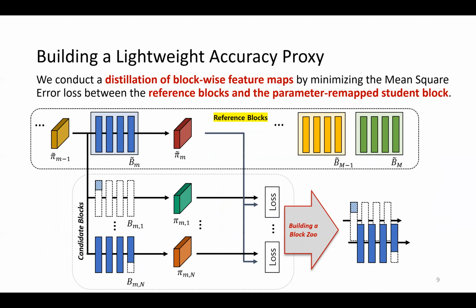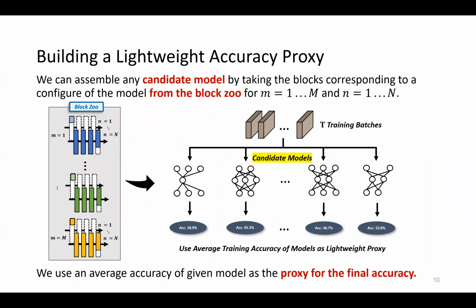Then we conduct a distillation of the block-wise feature map by minimizing the mean square error loss between the reference block and the parameter-remapped student blocks. Finally, we can assemble any candidate model by taking the blocks corresponding to a configuration of the model from the block view. Then we use the average accuracy of a given model as the proxy for the final accuracy.